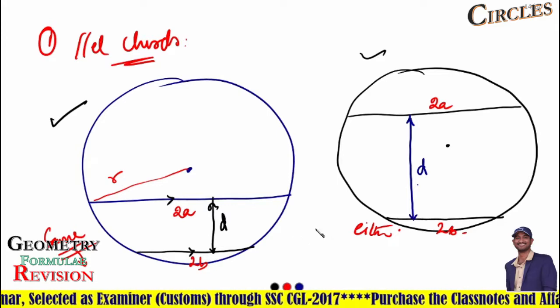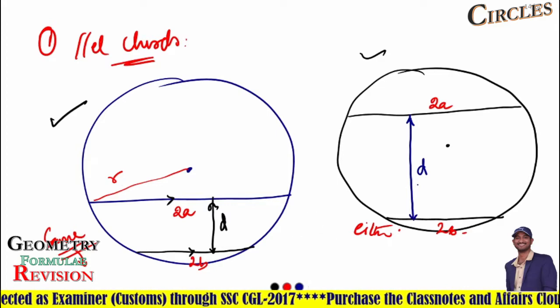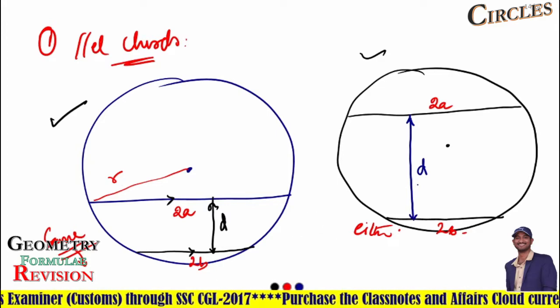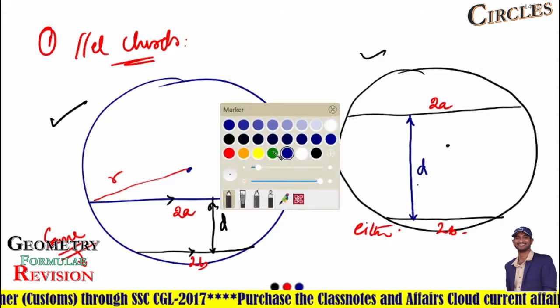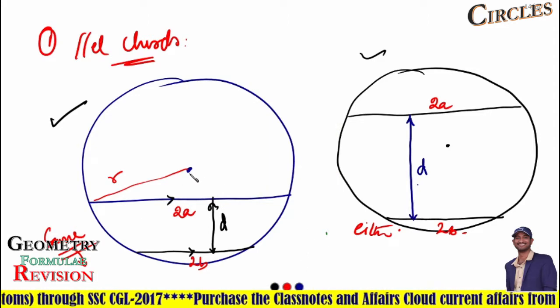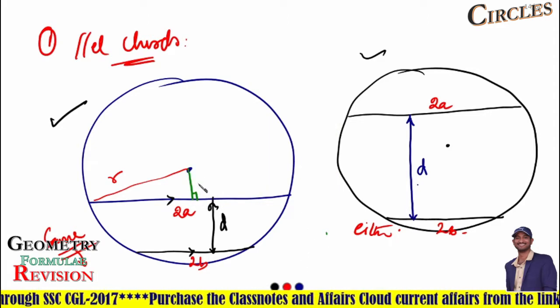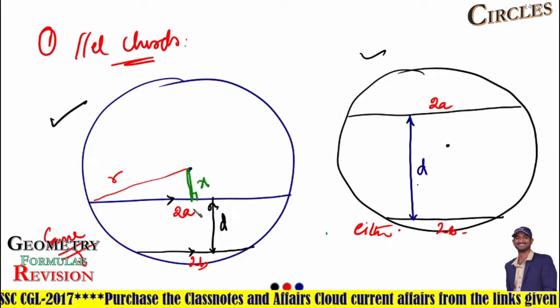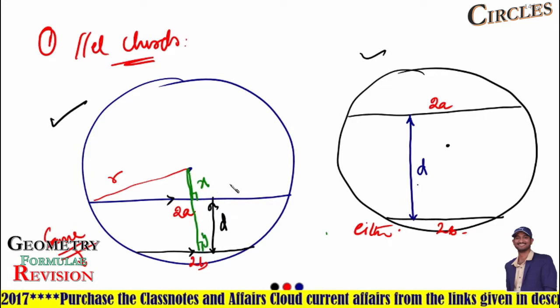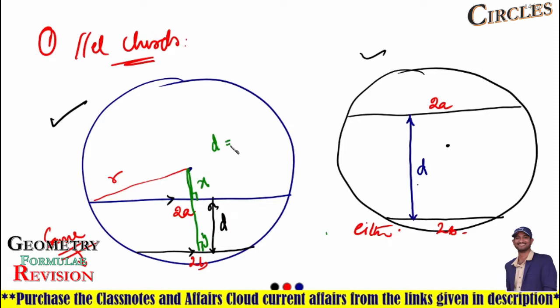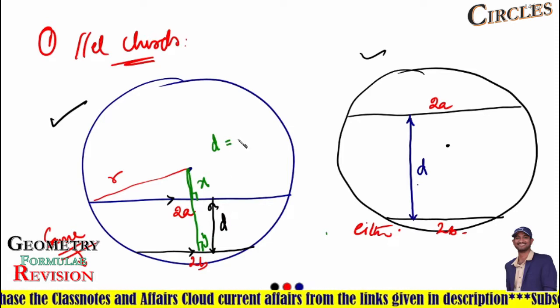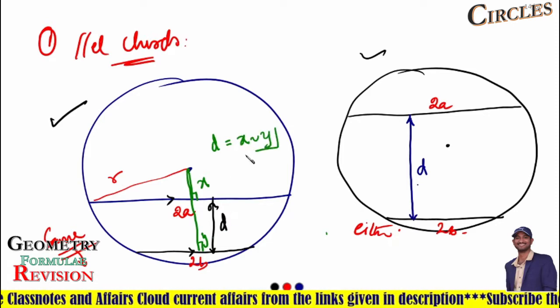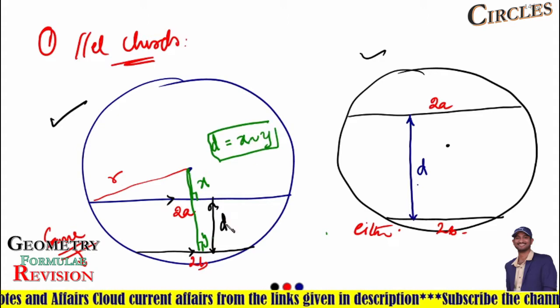Okay, is it clear? Now we have a few things to remember. If the distance between the center to the first chord is x and the distance from the center to the second chord is y, now tell me what is the distance between the chords here? x difference y. x difference y.